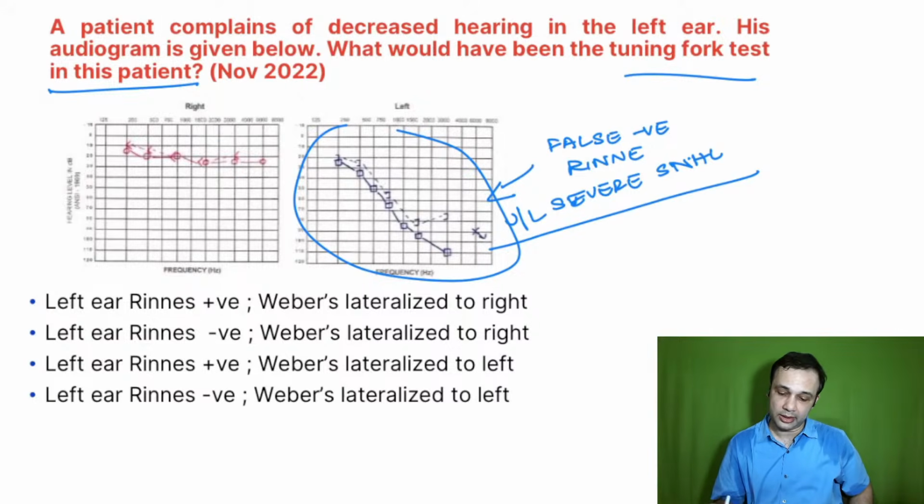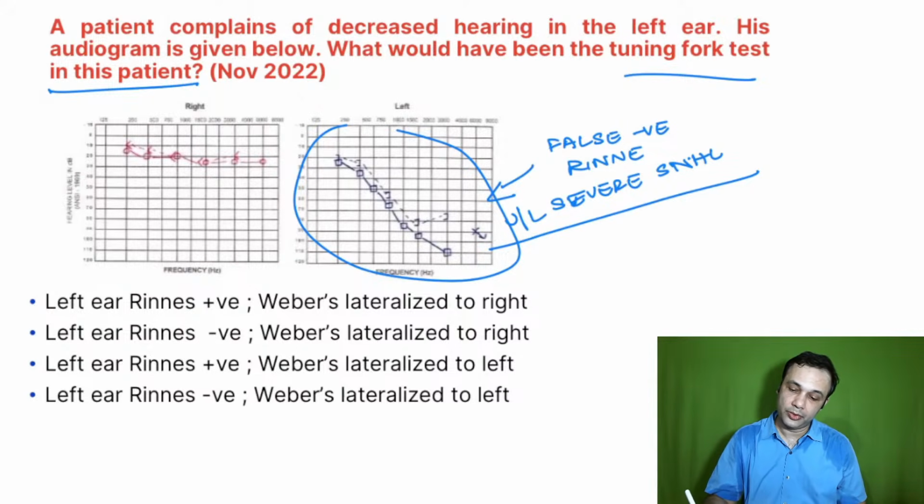So what would be the answer in this case? What will happen to the Rinnes and what will happen to the Webers? Left side SNHL. So the Weber has to be lateralized to the right. Okay, Weber, let one of these two answers. What about false negative Rinne? Left ear Rinne, what happens to it? Negative, right? It can be false negative Rinne.